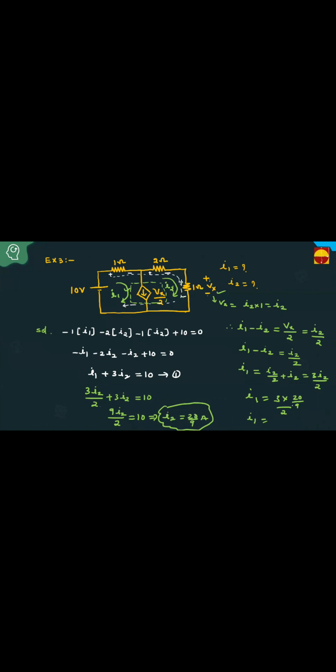How much is I1? 30 by 9. 30 by 9, correct? 10 by 3. Or you have to take 10 by 9? 10 by 3, 3.3. That is correct. We got I1 equal to 30 by 9 amperes.